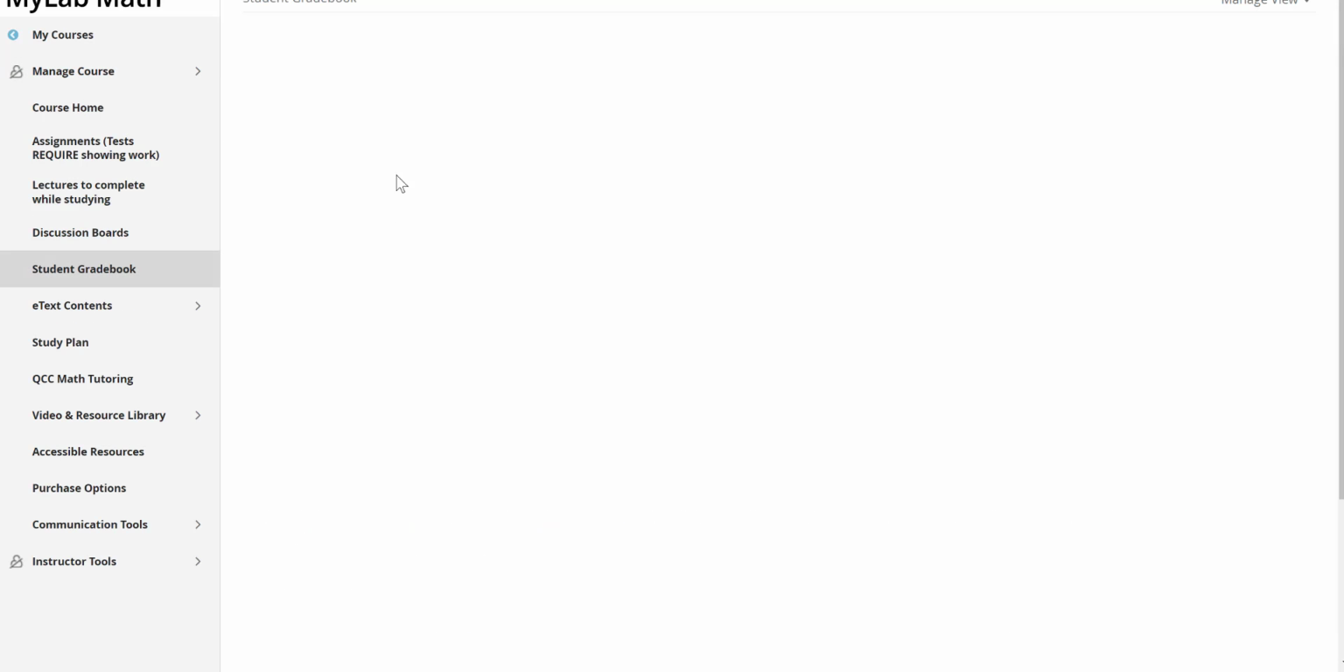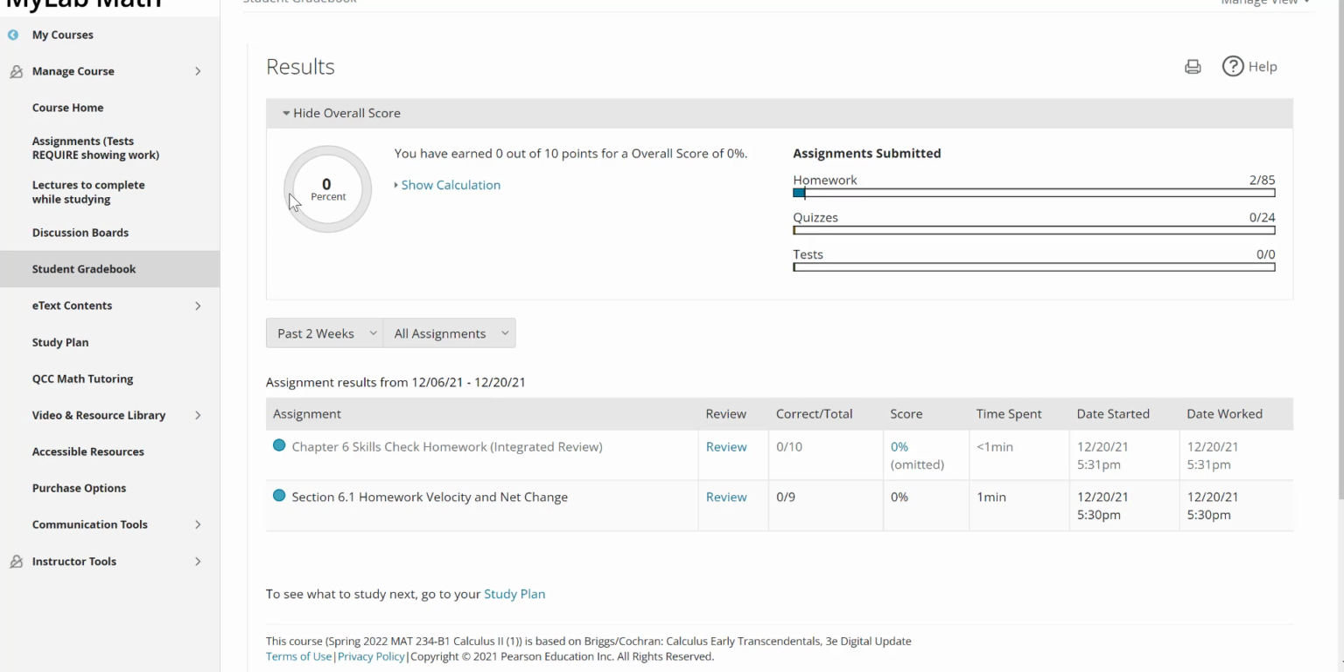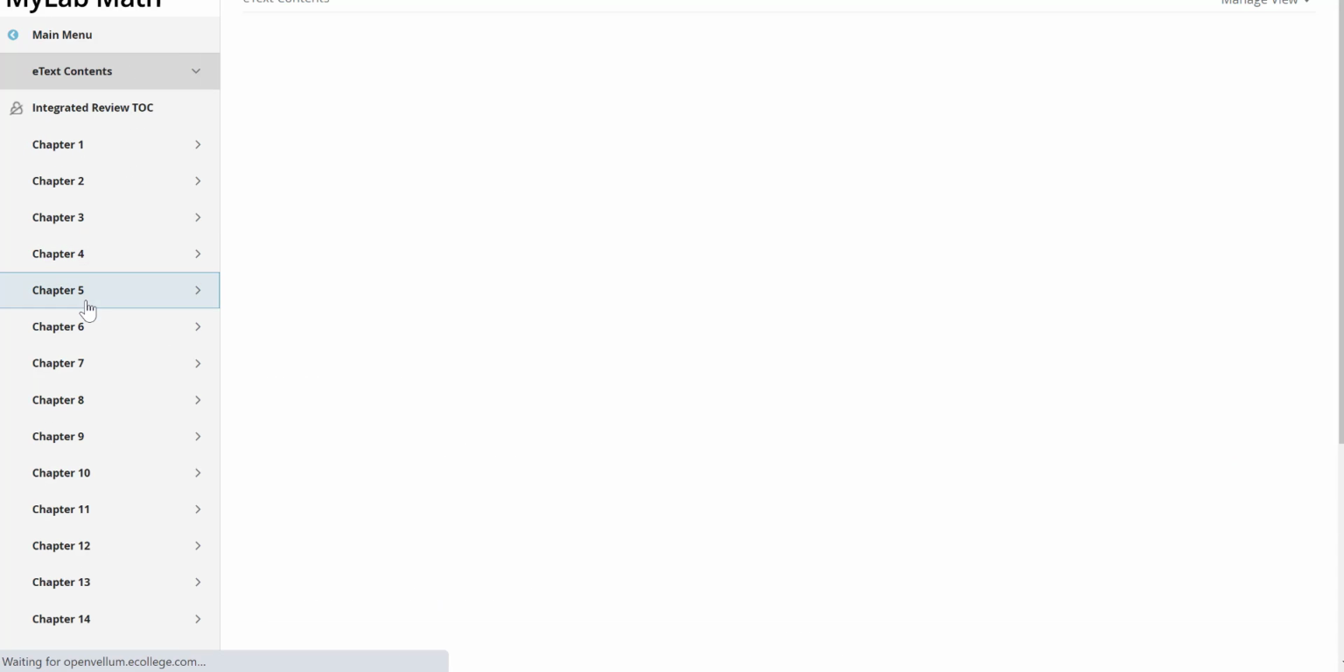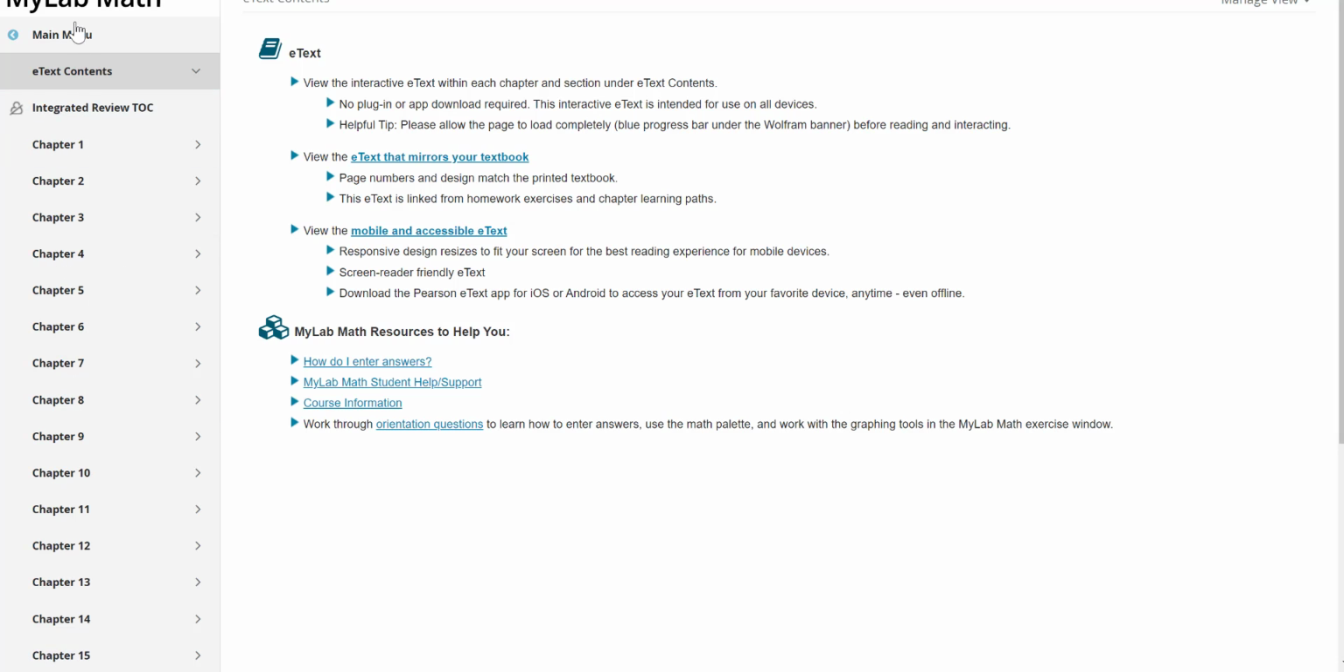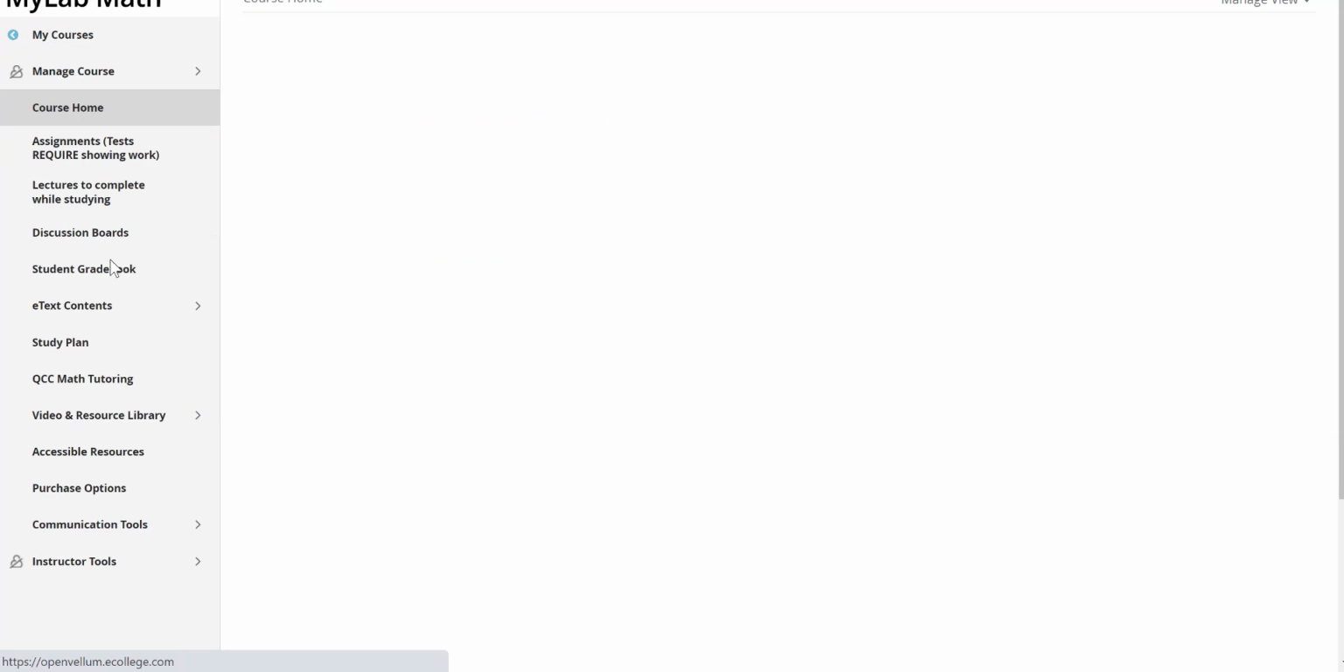Student grade book. So in the circle that you're going to see here, you're going to see your grade at that point in time. The most accurate grade will be only at the very end once I put the grades in. But I just want to emphasize the fact that once you solve a homework or you solve an assignment, you have the ability to review it even after it's due. You cannot change the grade, but you can review it. If you need to see the text, you have the e-text here.